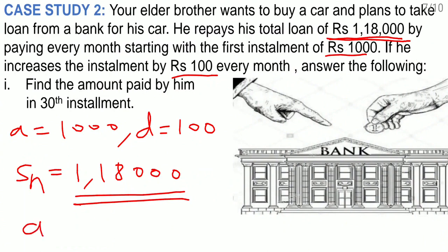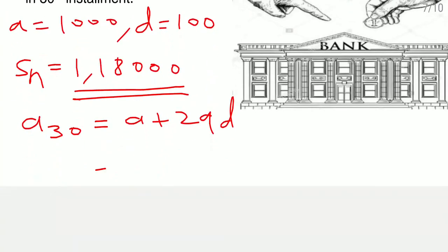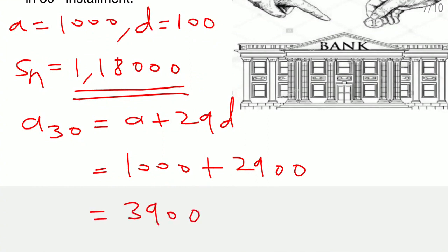That means we need to get A30. We have the formula a plus 29d. I will just substitute the values there. a is 1,000 here plus 29, and d is 100. So directly I am writing 2,900 here. So addition of this one is 3,900. Okay, so the 30th installment will be of 3,900 rupees. Correct?